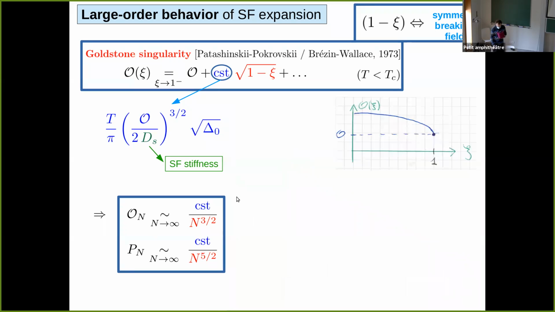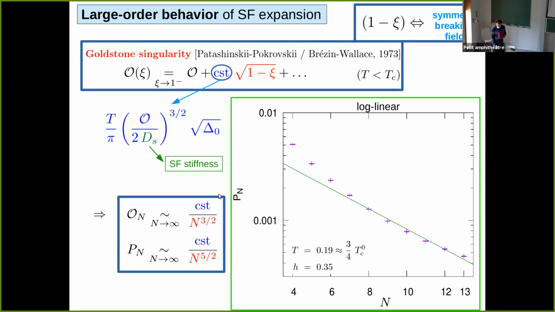First of all, this already kind of explains why the convergence that we saw for the order parameter was not very fast. And now here is the data for the pressure. First of all, in the log linear scale, you see that it doesn't look like a straight line at all. So meaning that indeed it's not an exponential decay. The decay is slower than exponential.